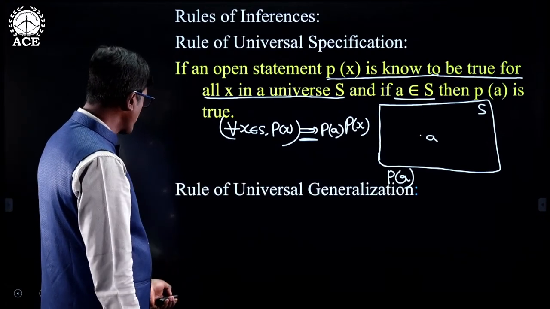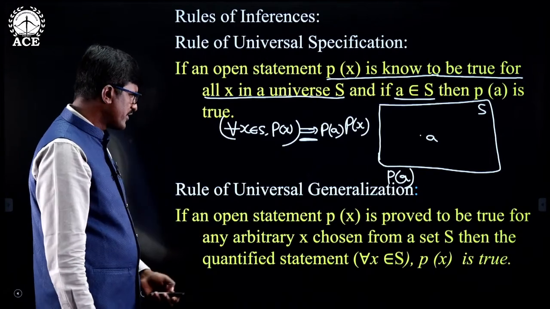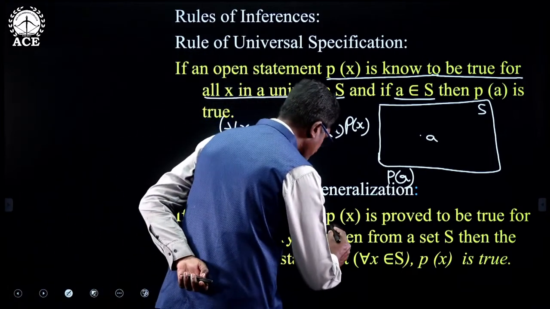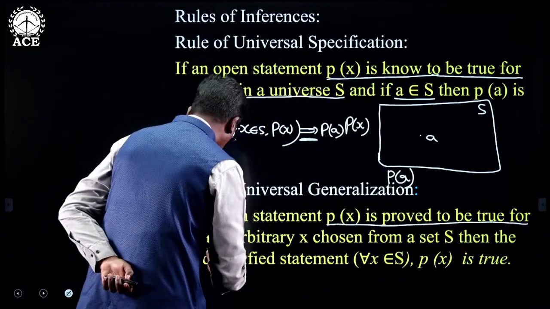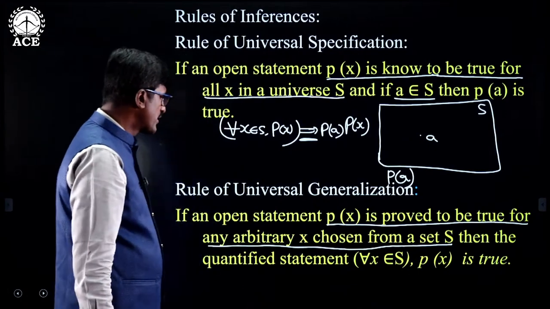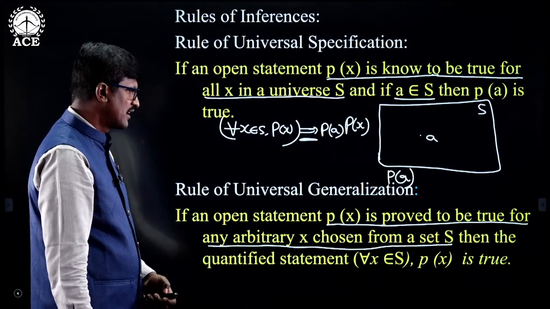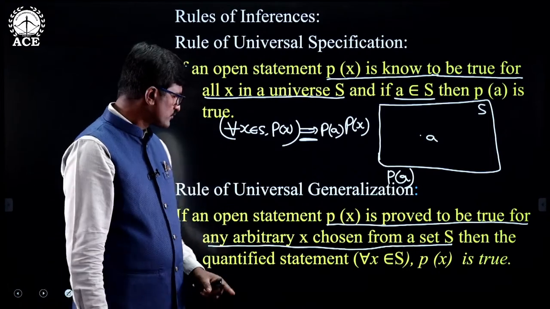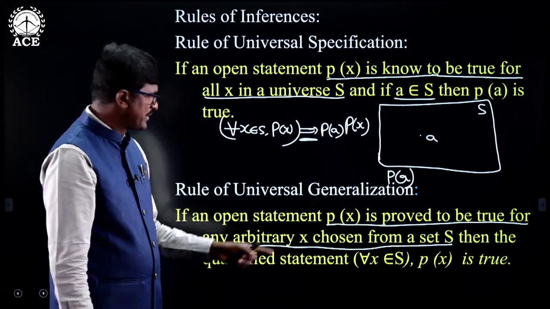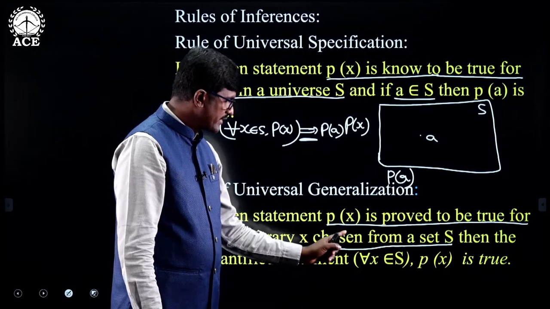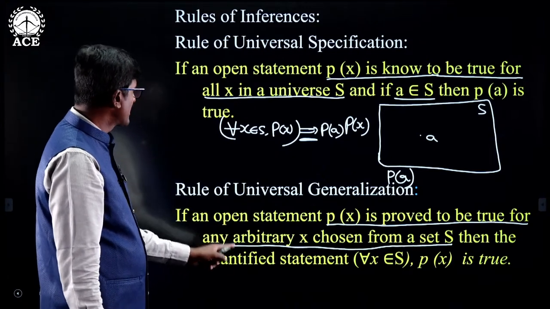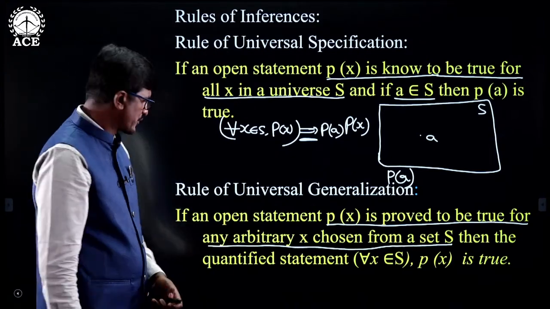The second one is the rule of universal generalization. The rule of universal generalization says that if an open statement P of x is proved to be true for any arbitrary value x chosen from the universe, then the quantified statement for all x belongs to S, P of x is also true. That means if you prove that P of x is true for some arbitrary value, then it must be true for all values in the universe. This is called universal generalization and this is called universal specification.